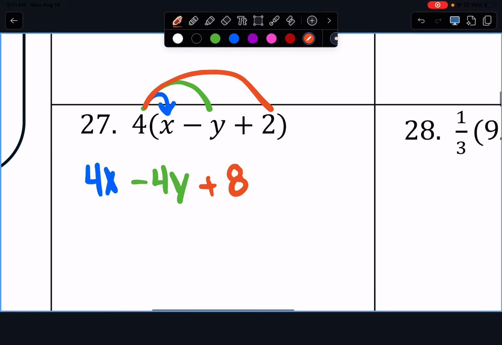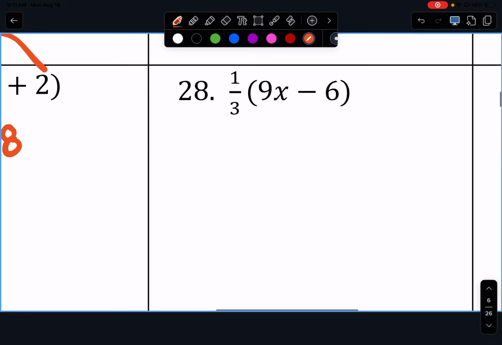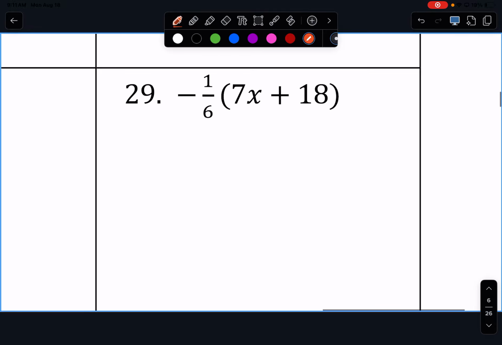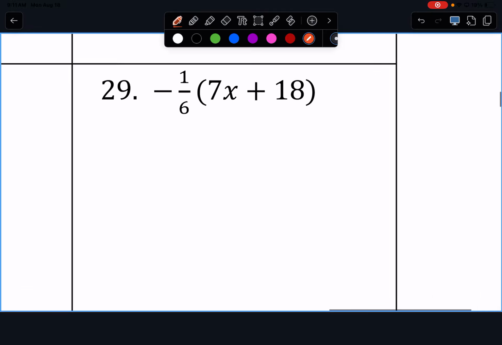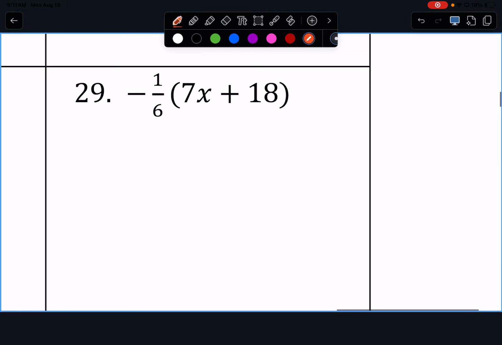And then let's look at 29. We are going to distribute this fraction. We're going to do the same thing. The only thing that's a little different is when we distribute it, we can think of it as 7 over 1 and 18 over 1, just to make it easier on us. When we distribute that, we're still going to multiply: numerator times numerator, denominator times denominator.